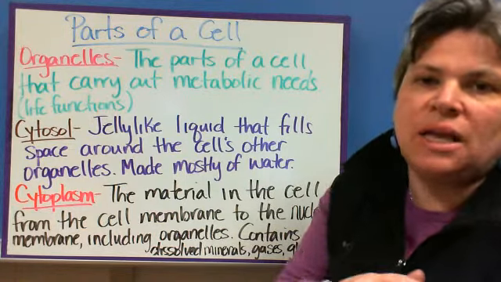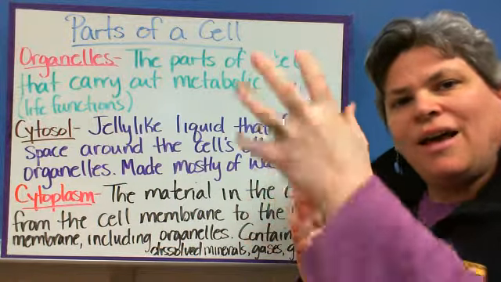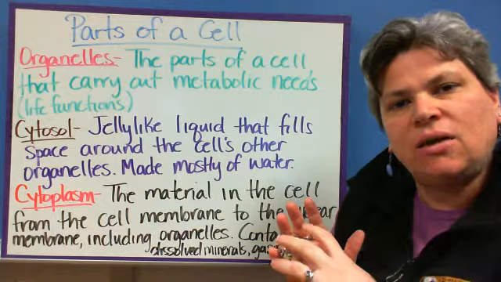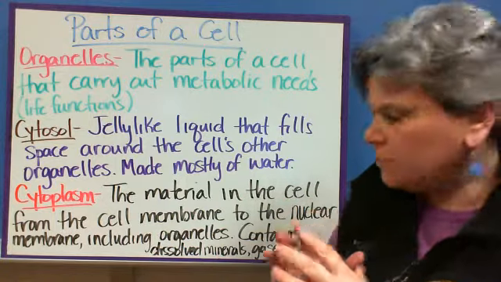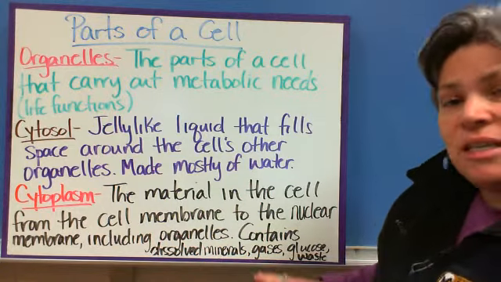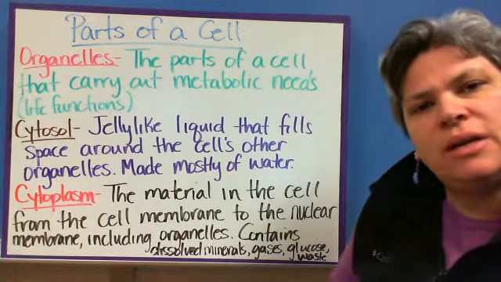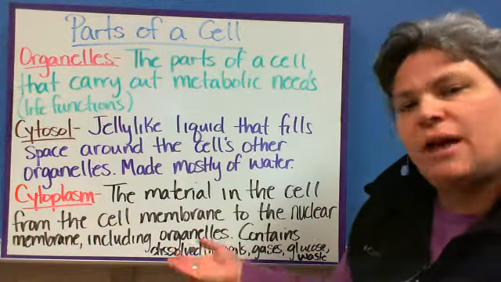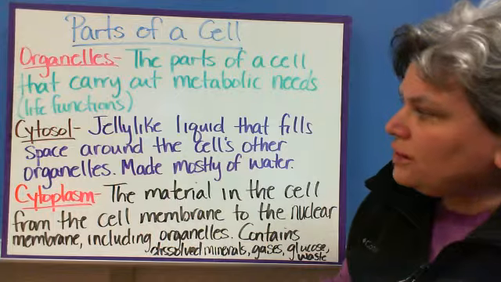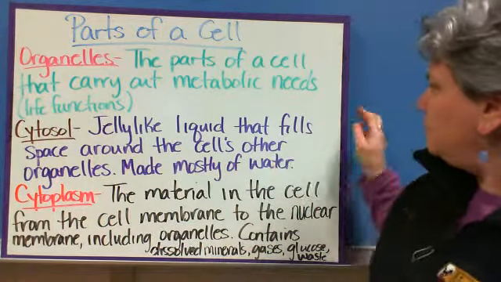The cytoplasm is everything. So if we go from the cell membrane to the nuclear membrane, everything that's inside of that cell makes up the cytoplasm. And it tells you that the cytoplasm contains dissolved minerals, gases, glucose, waste products, etc. Whatever is found inside the cell is what you're going to have in your cytoplasm. So there is definitely a distinction between the cytosol and the cytoplasm.